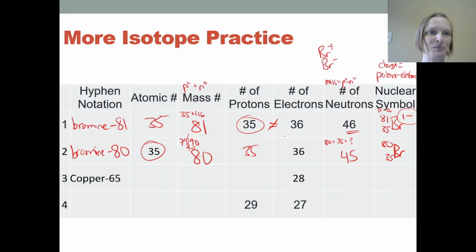Not quite done yet. One last thing to check is, do I need a charge in the top right corner? The number of protons is not equal to the number of electrons. Therefore, I have a charge of some type. And it's the same charge as before because I do 35 minus 36 is -1. Now my nuclear symbol is complete. And you can try the next one, pause the video, and then come back and check your answers.